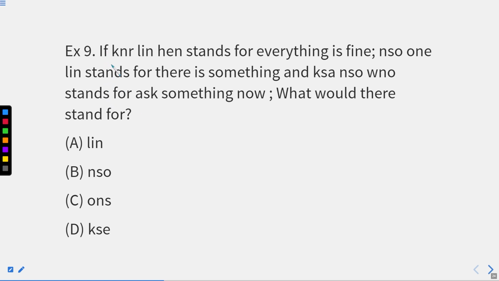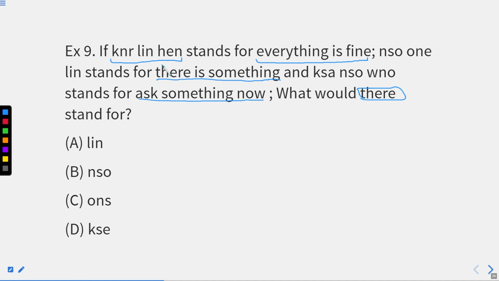Okay. If KNRLINHEN, this word stands for everything is fine. Mark this. Everything is fine. The second thing is NSOONELIN stands for there is something, and KSANSOWNO stands for ask something now. Now you are supposed to find what there is stands for.